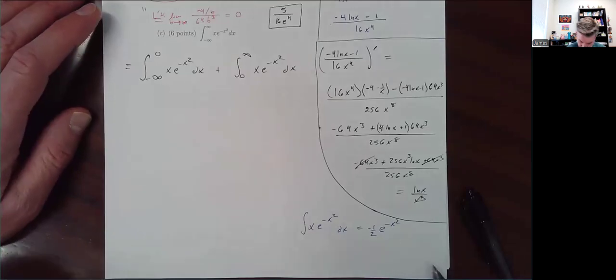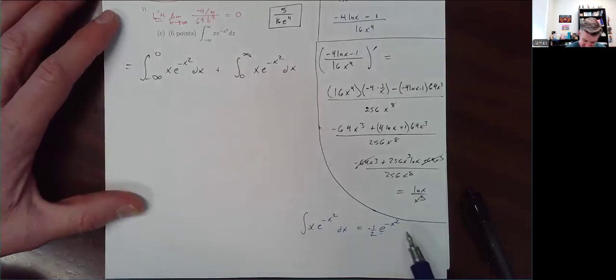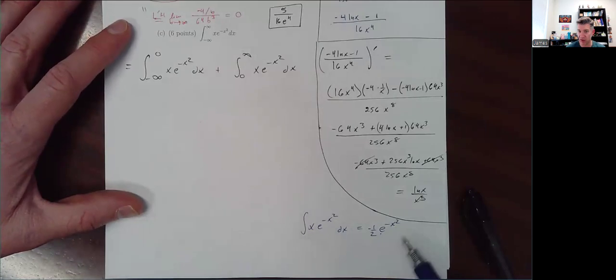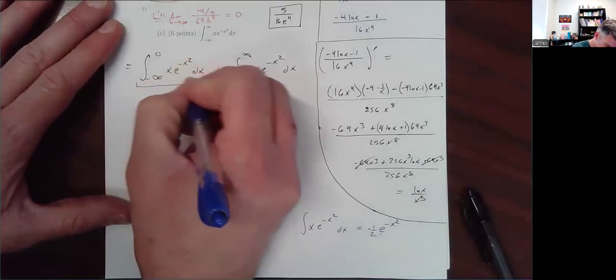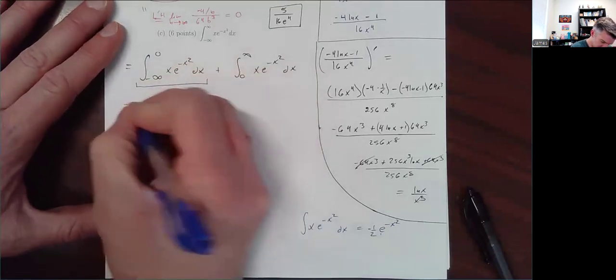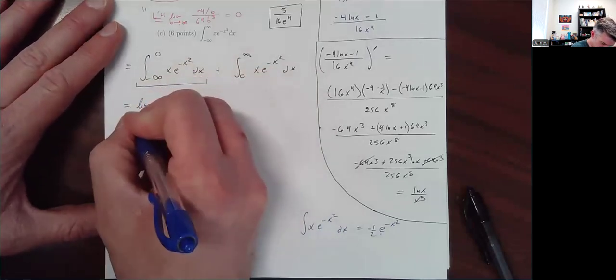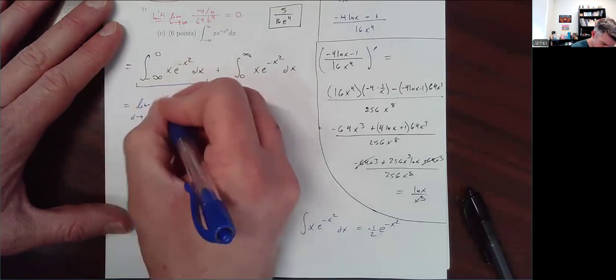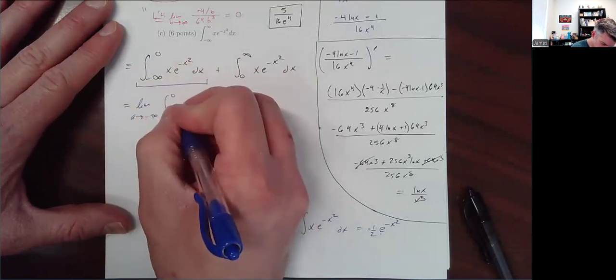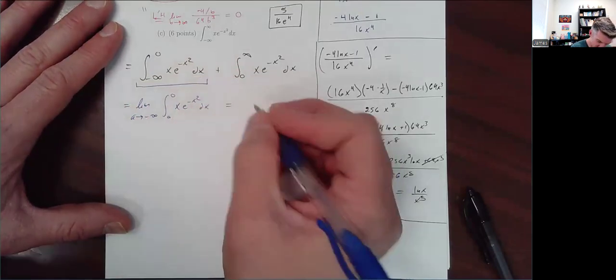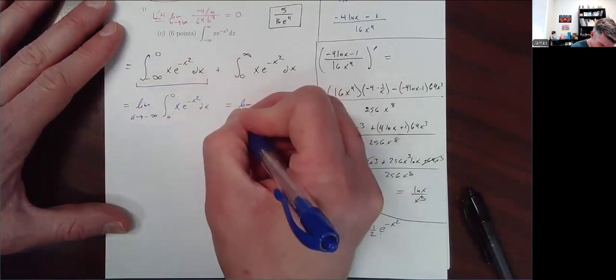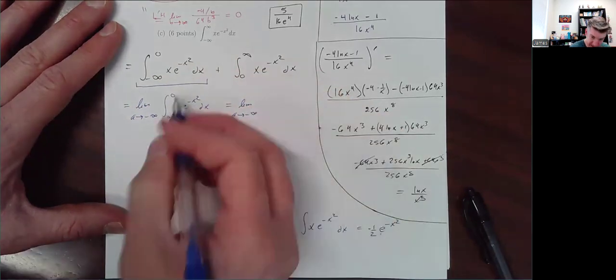I don't need the plus c here. Which looks like it's going to converge when x is going to infinity or -infinity. So dealing with each of these, this one first, this is equal to the limit as a approaches -infinity of the integral from a to 0 of x e to the -x squared dx, which is equal to the limit as a goes to -infinity of the integral of x e to the -x squared.